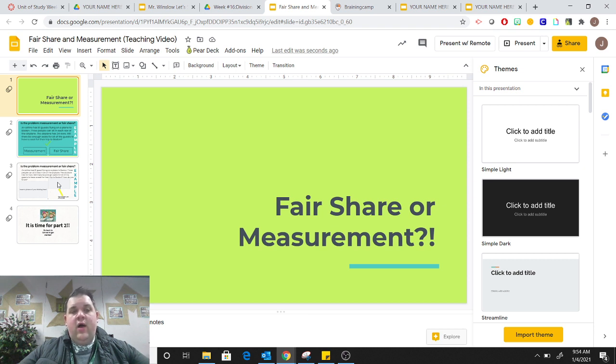So we're going to look at one problem together, and we're first going to decide, is it a fair share type of problem or a measurement type of problem? After, we're going to actually solve that problem and explain our thinking. Throughout this, there will be some times where the video stops to ask you questions. Please take your time and answer those questions. If you're not sure, just give it your best shot. Don't spend the whole rotation worrying about our response to the video.